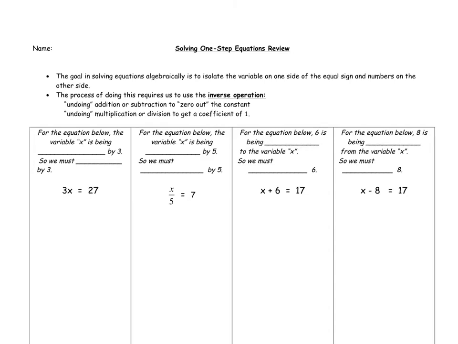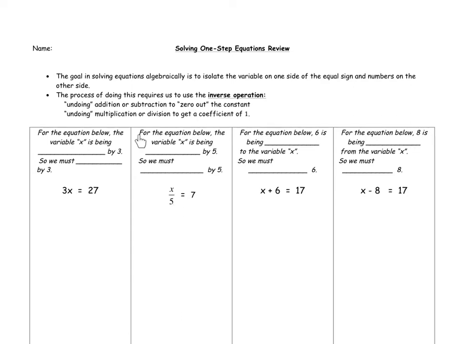operation. Undoing addition and subtraction to zero out the constant. So we're trying to undo that to zero out. And then undoing multiplication and division to get a coefficient of 1. Both of them involve the identity property. So let's start in this column because this was the type of equation we solved in our last lesson.